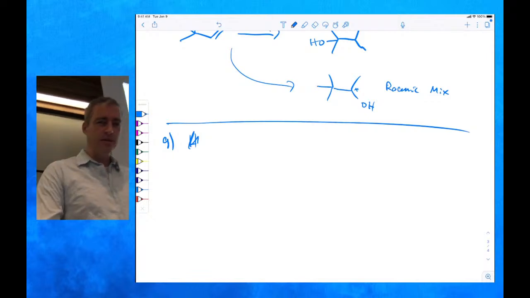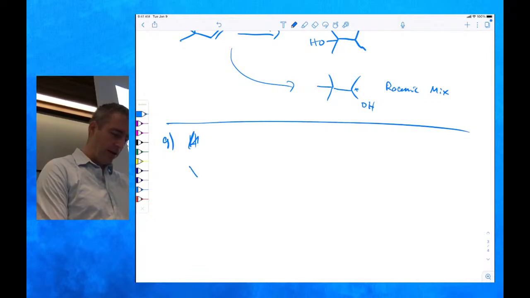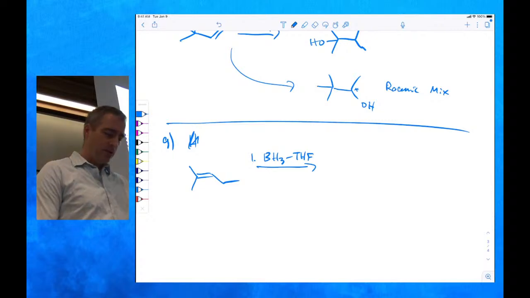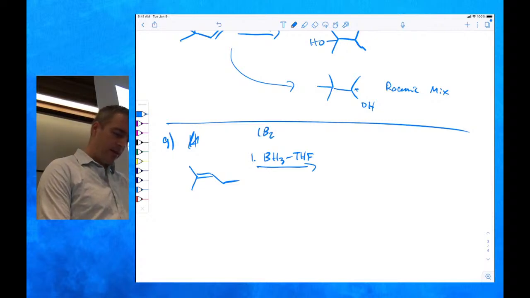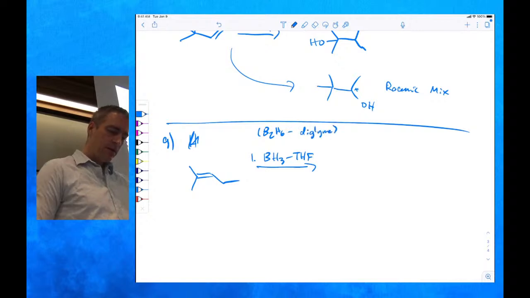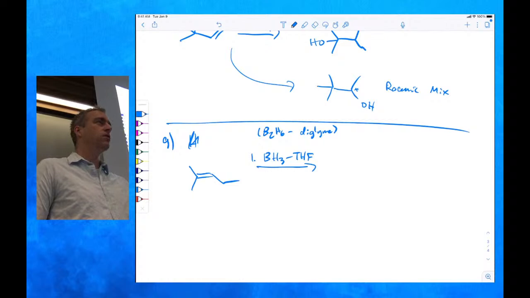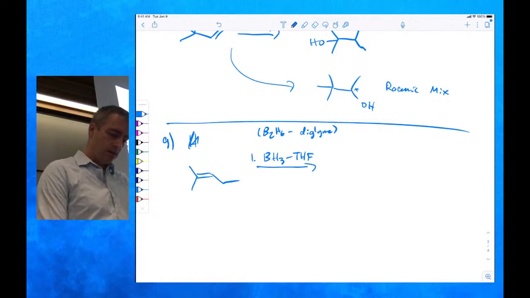So hydroboration, oxidation looks like this, where you have an alkene, and we are going to use, again, a two-stepper. BH3 THF is one reagent that we sometimes see. Sometimes you also might see instead B2H6 diglyme. They're equivalent as far as you're concerned. They're units of BH3. And the second thing we add here is H2O2, hydrogen peroxide. And we usually use base for this as well.